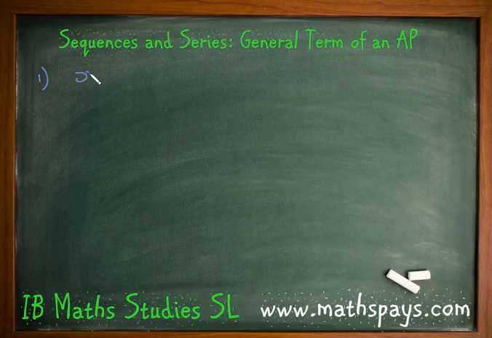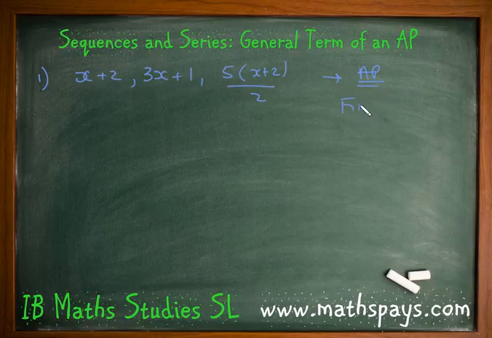There might be x plus 2. There might be x. Actually, I'm going to make it 3x plus 1. And then I'm going to make it 5 outside of x plus 2 on 2. Now, they might say that this is an AP. Find values of x. So this is a typical challenging question.